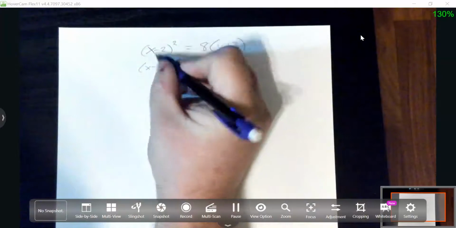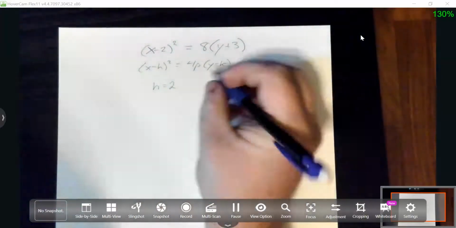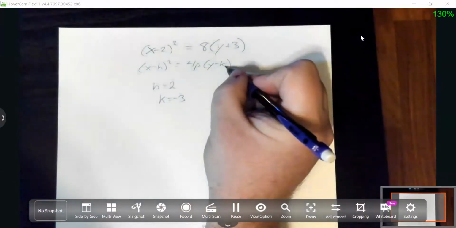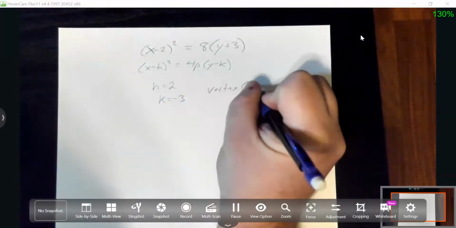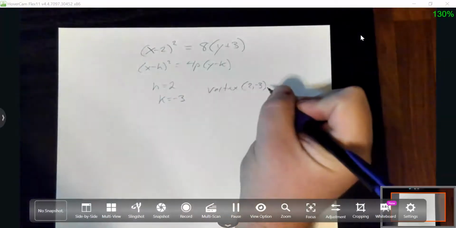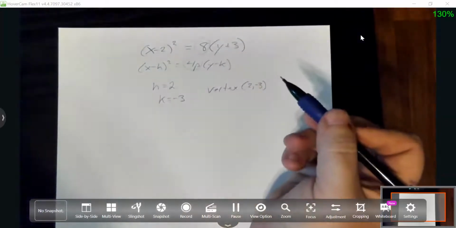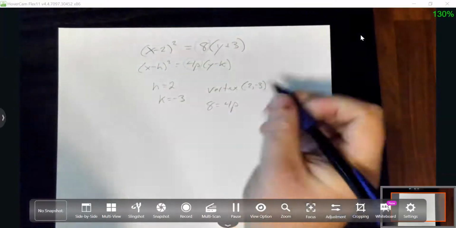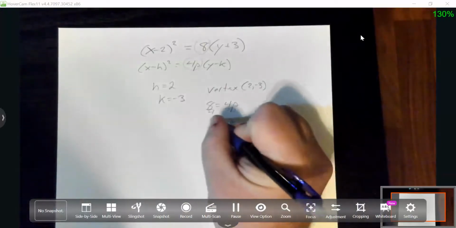So I know by looking at the x part that my h is 2. I know from looking over here that k is negative 3. It would have to be the opposite sign. So my vertex of this parabola is (2, -3). I compare this piece here to figure out what the p-value is. So 8 would have to equal 4p. To solve for p, I can divide both sides by 4, and I get p = 2.